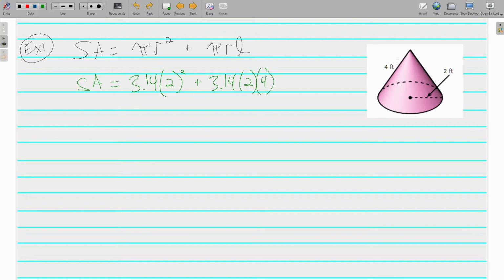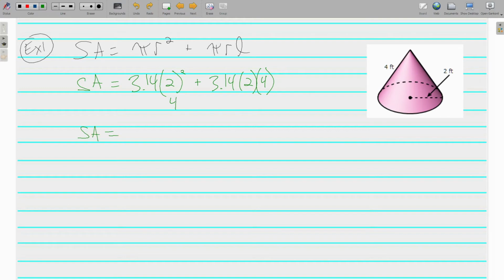They have not given us the H, and that's fine. We don't need the H. That would be the actual height. We're not using it for surface area of a cone. We use it for something else. Let's go back. Let's be sure we do the exponent first. Probably put it in your calculator, but just be safe. 2 squared is 4.